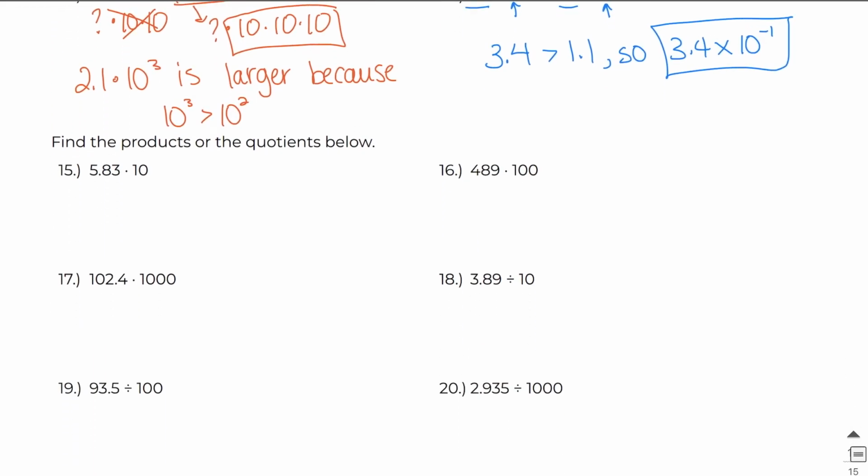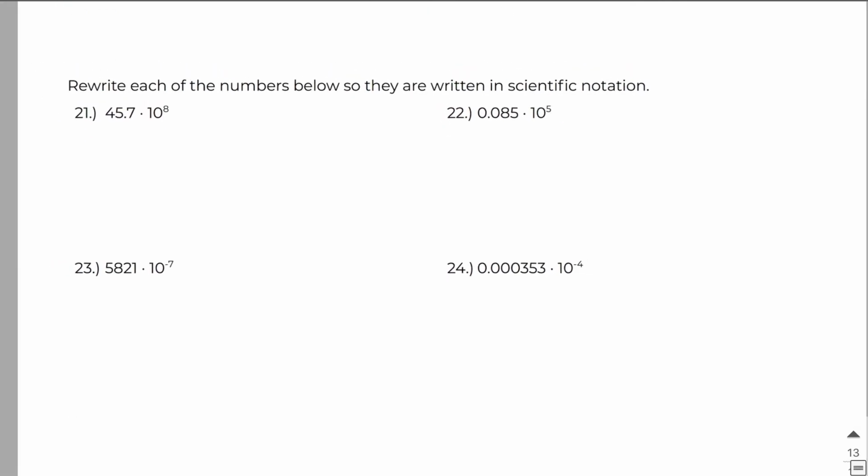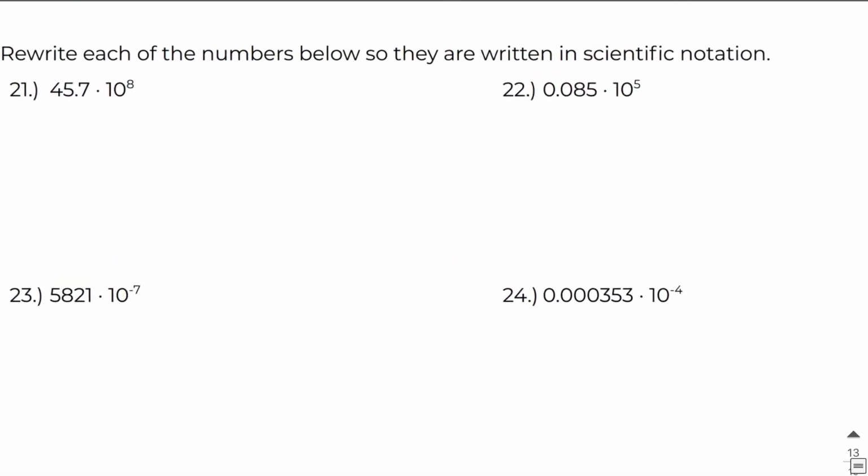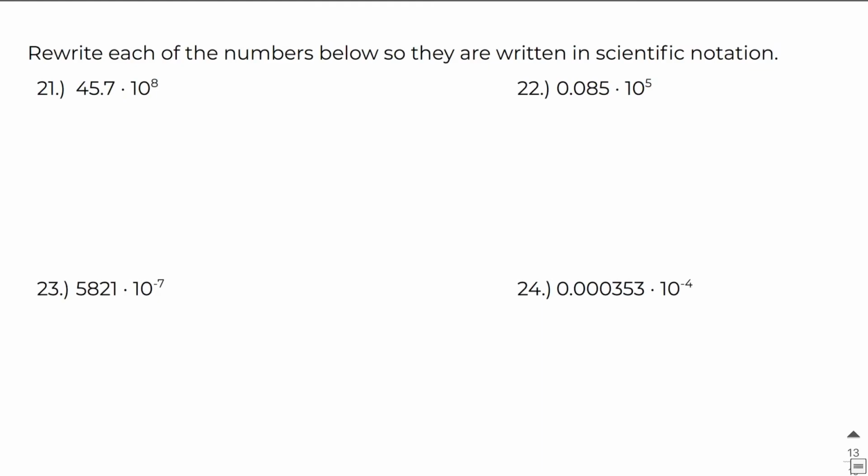Okay, 15 through 20 we have discussed in class, so we're going to skip those questions. And then right here, let's talk about these questions right here. So rewrite each number so that they are written in scientific notation. So the problem with these numbers is they are not written in scientific notation because these coefficients here are not between 1 and 10. And sometimes when we do our operations in scientific notation, our answers that we get will end up looking like this, and we have to adjust to make sure that these numbers are properly written in scientific notation. So how do we do that?